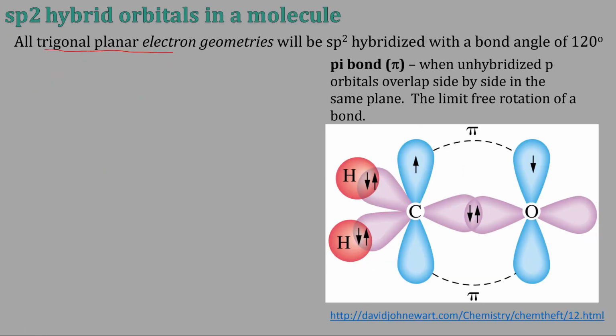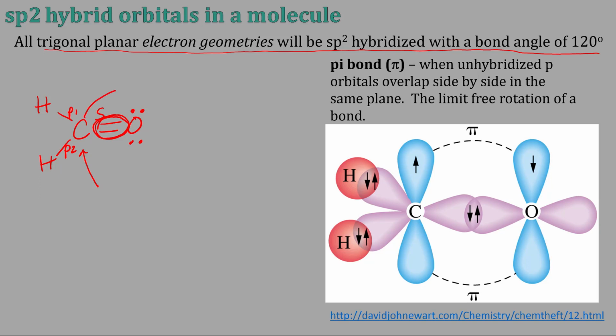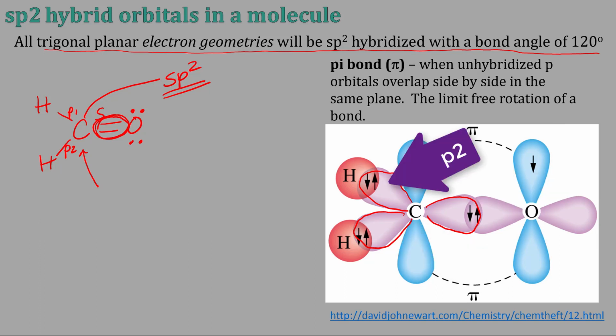All trigonal planar electron geometries will be sp2 hybridized with a bond angle of 120. So right here we're looking at this molecule that we've seen a couple of times in these videos. And around this carbon here, we can count. This would be 1 because it's steric numbers we're counting, not formal charge where we're looking at electrons. So this would be S, P1, P2. And so this carbon would be sp2 hybridized. These are the hybrid orbitals that carbon made. 1, 2, 3. So S, P1, P2.